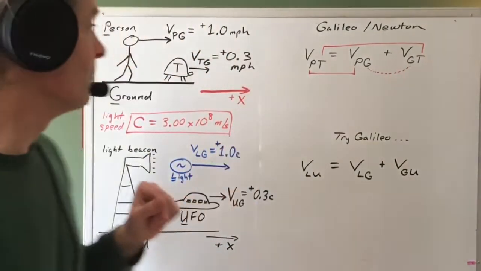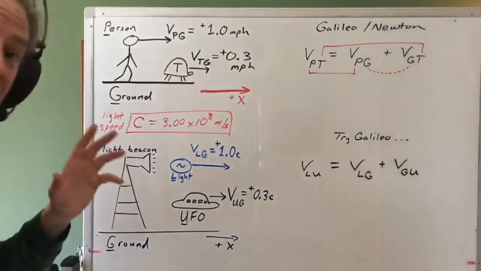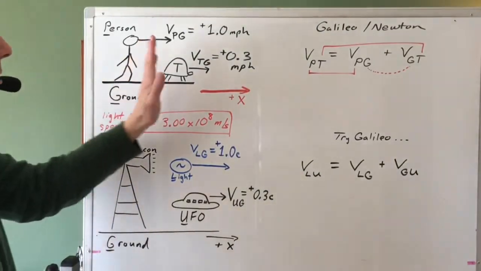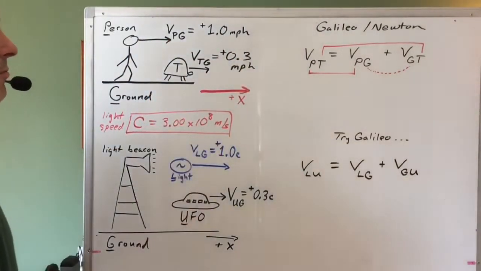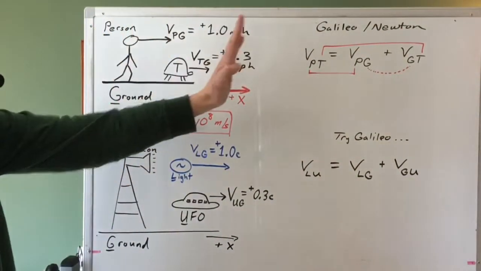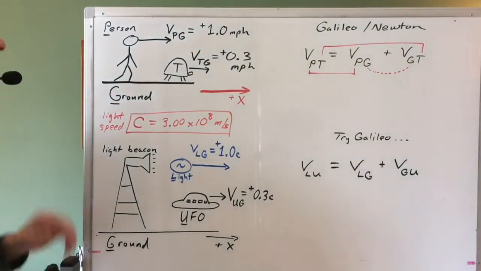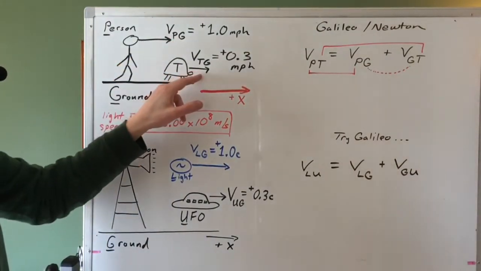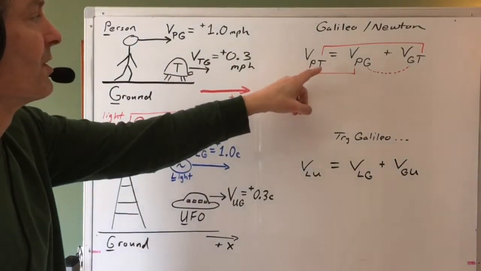Okay, so here we go. I'm going to start with this prior example that I did in another video. So imagine I'm taking the positive x direction to the right. I've got a turtle going to the right relative to the ground with a velocity of 0.03 miles per hour. I've got a person moving relative to the ground to the right with a velocity of 1.0 miles per hour. So I've got the velocity of the person relative to the ground, and the velocity of the turtle relative to the ground. And what if I want to know the velocity of the person relative to the turtle?